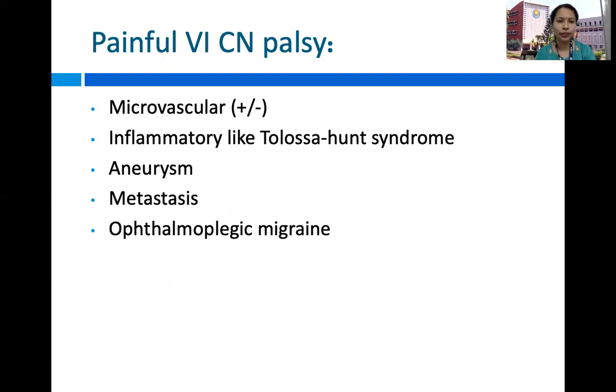Painful sixth nerve palsy can be due to ischemia following microvascular abnormalities like diabetes, hypertension, or atherosclerotic occlusion of the vasa nervorum, or inflammatory causes like I had mentioned the Tolosa-Hunt syndrome, or aneurysm or metastasis in the cavernous sinus segment, or ophthalmoplegic migraine.